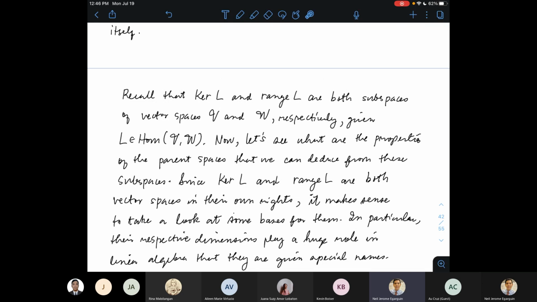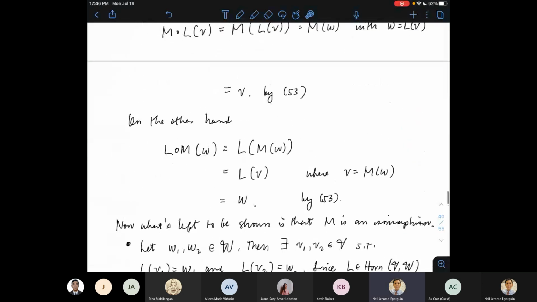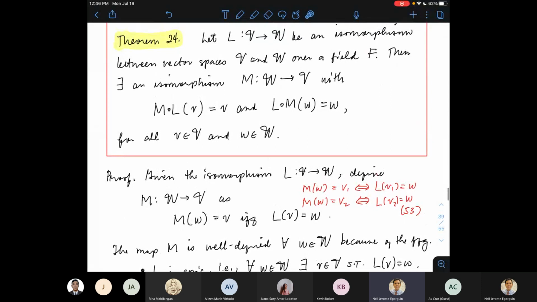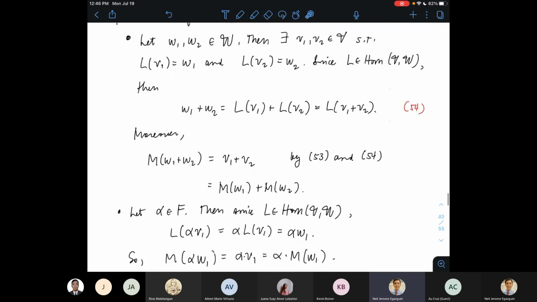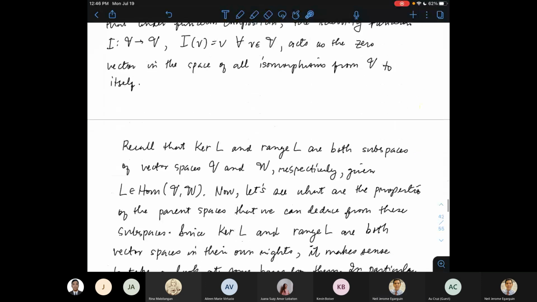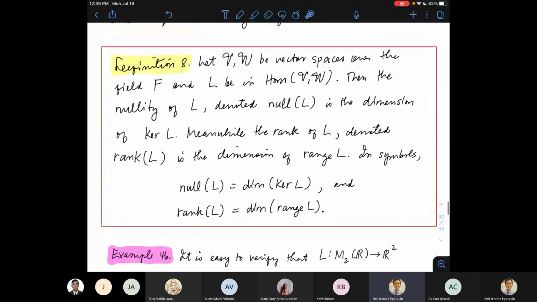So the major takeaway from that theorem is that the inverse of an isomorphism is also an isomorphism. So if your linear mapping is epic and monic, then its inverse will also be a homomorphism that is epic and monic. All right. Okay. And then I guess we are near the end of the module.